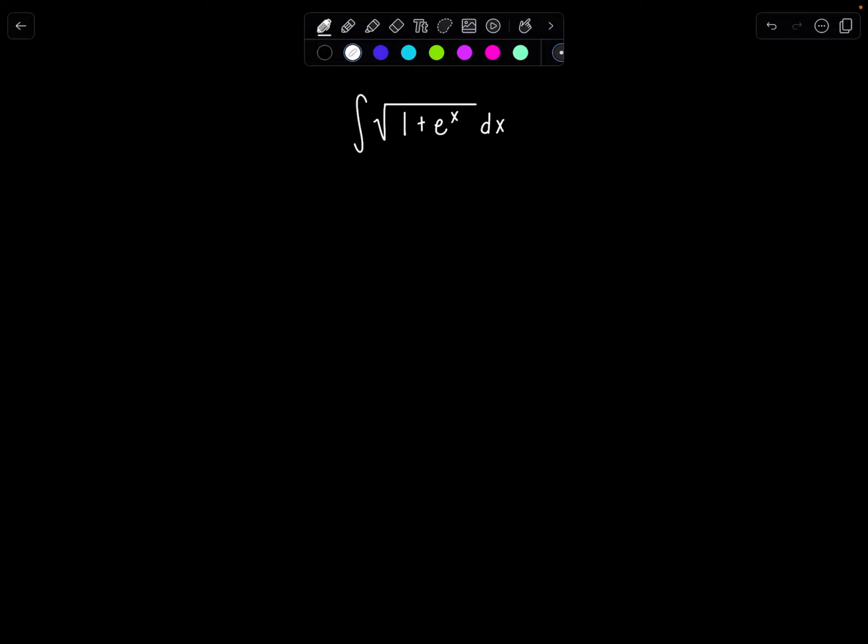So on that note, it's not helpful if we let u be e to the x or even 1 plus e to the x, because du will not appear anywhere. So what I'm going to do, go in aggressively, and let's let u equal the square root of 1 plus e to the x.